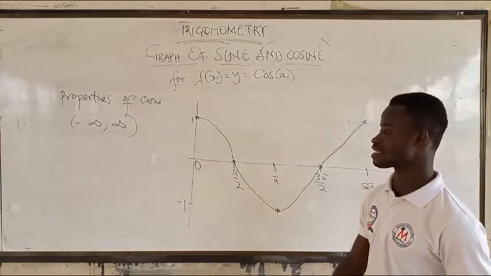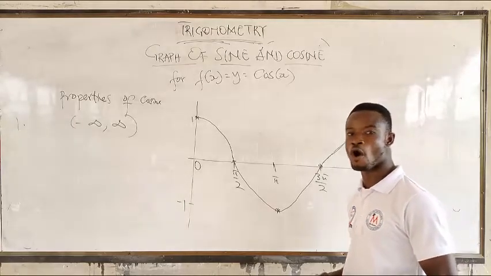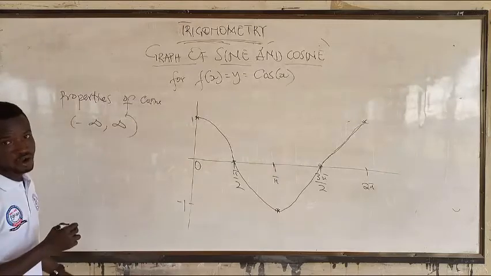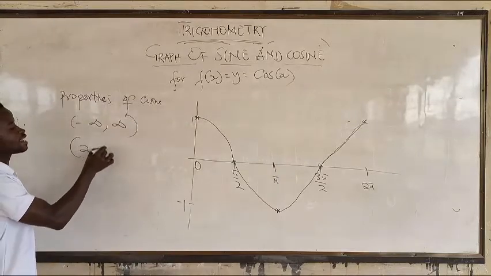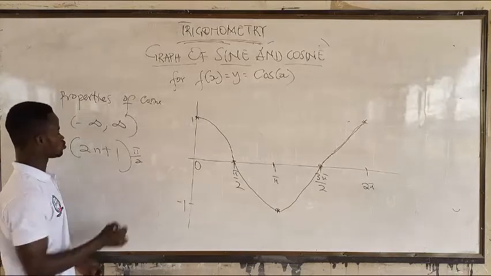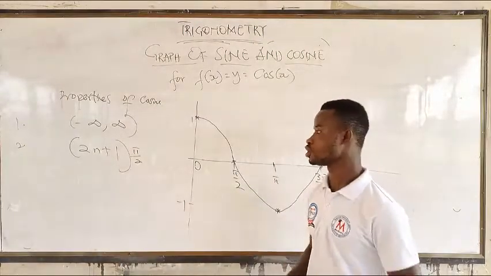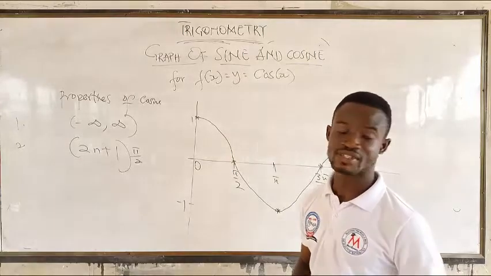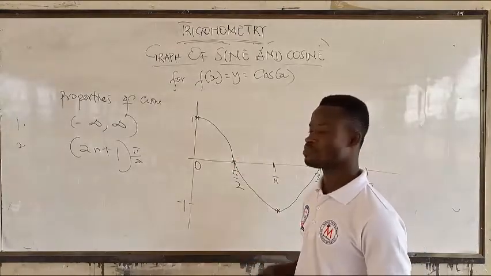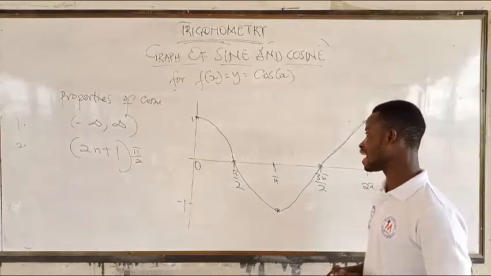Okay. 2. Its x-intercepts. Consider the x-intercepts. Its x-intercepts are of the form (2n plus 1) pi over 2, where n is an integer.